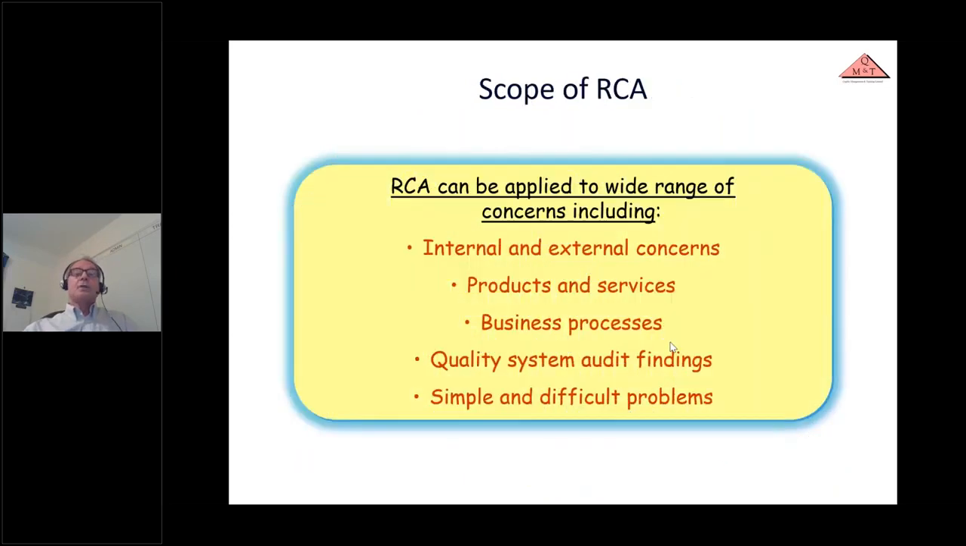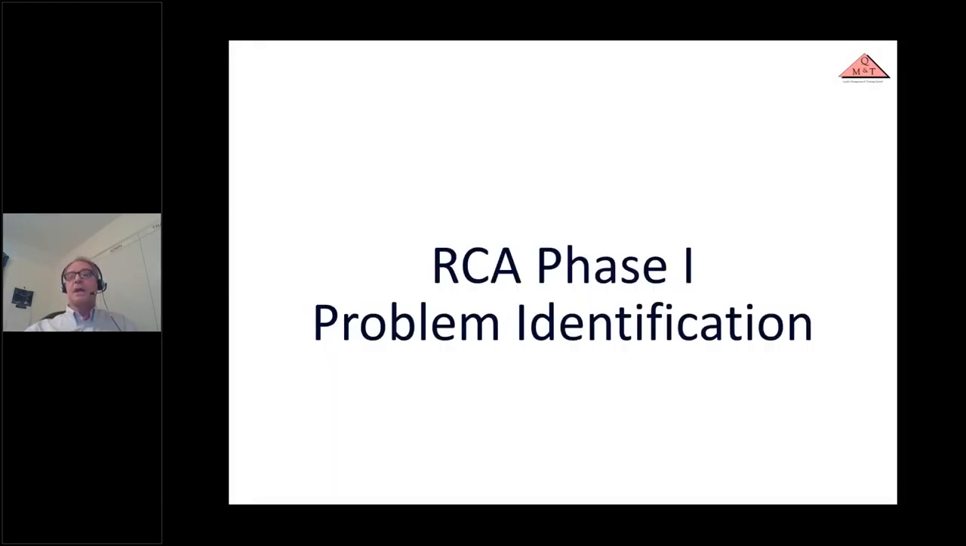The scope of RCA, well, it applies to a wide range of concerns: internal and external concerns, products and services, all types of business processes, quality system audit findings, internal audits, external audits, simple and difficult problems. So it has a very wide scope of application. Let's have a look now at each of the 4 phases in turn, starting with phase 1, problem identification.